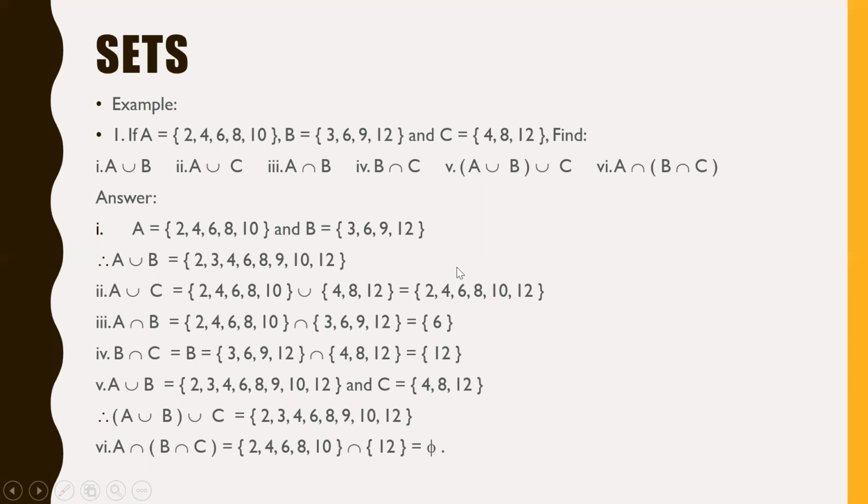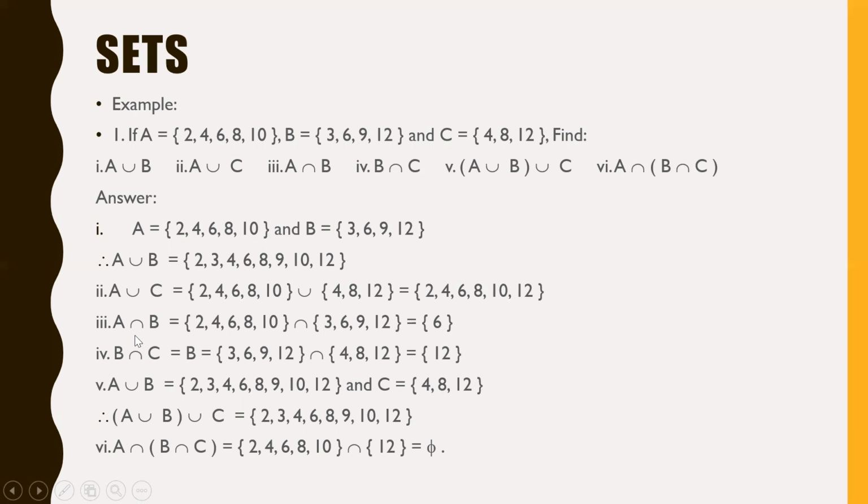Roman number 2, A union C. So here also the value of A you have to write. So the value of A is 2, 4, 6, 8, 10. I have written 2, 4, 6, 8, 10. Union symbol you have to give. Then the value of C you have to write. The value of C is 4, 8, 12. 4, 8, 12 I have written. Now between these two, all the elements you have to write. So 2, 4, 6, 8, 10 and 12.